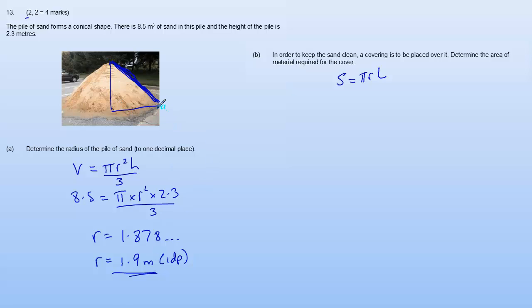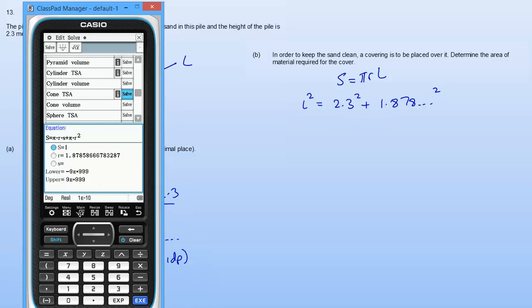We know from just now that this is 1.9, and we know the height is 2.3, so we can use Pythagoras to work out the L. So L squared is going to be 2.3 squared plus the 1.878 and so on squared. So we can calculate that.